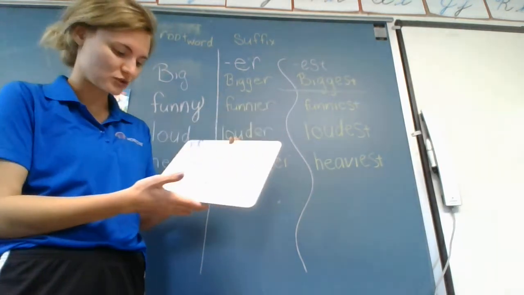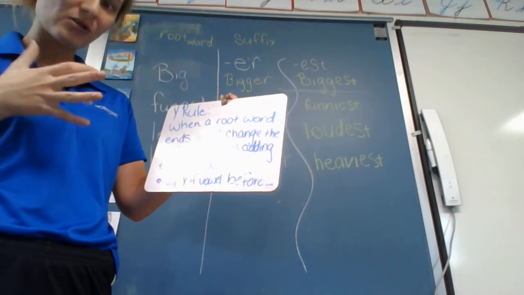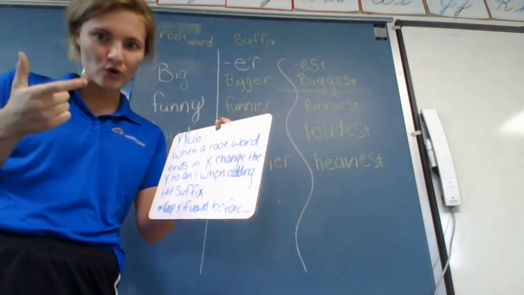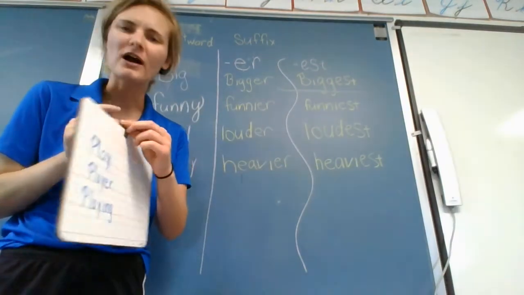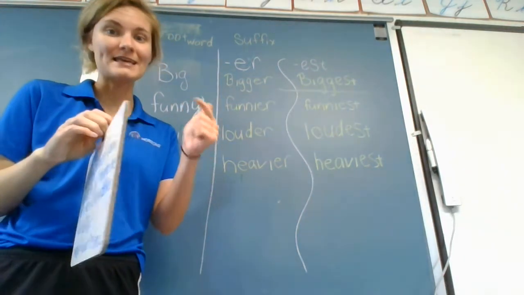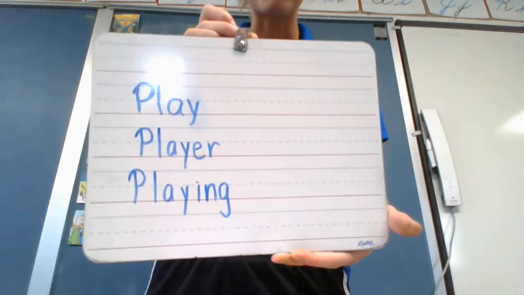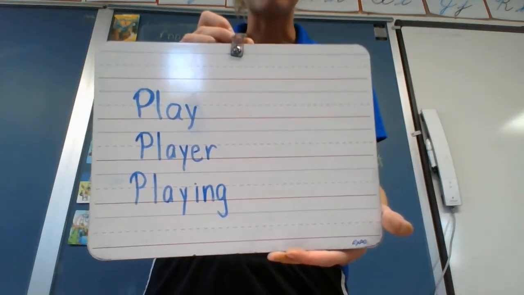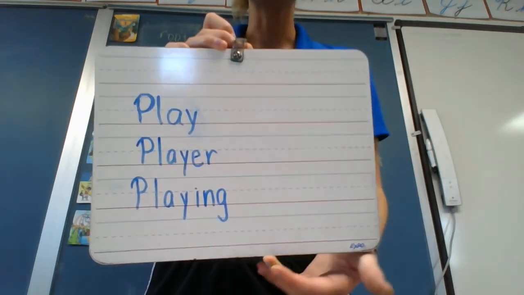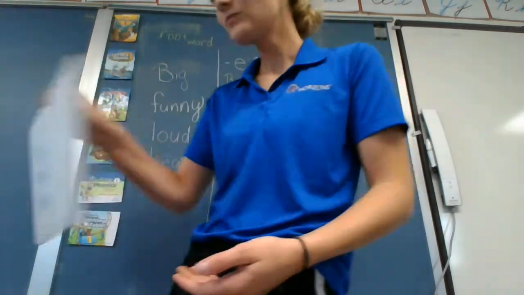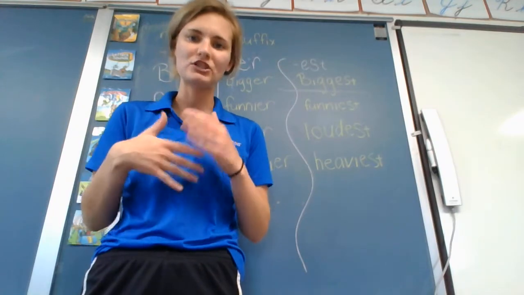So there's an exception to it, and that is keep the Y if there's a vowel before it. So if before that Y is a vowel, then you're going to keep that Y. Now, what are our vowels again? A, E, I, O, U. So here we have the word play. And so we keep that Y when we change it to player, playing. We don't drop that Y because there's an A before that Y. So there's an exemption to some of our rules.